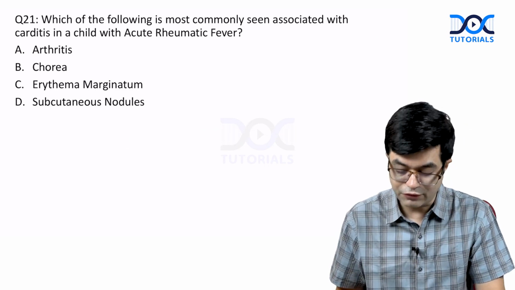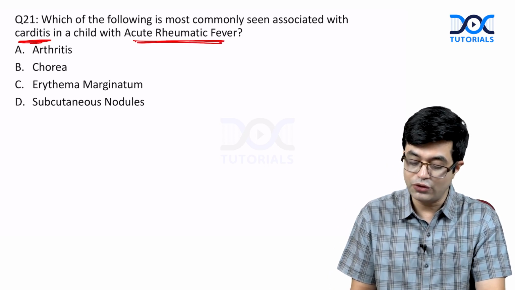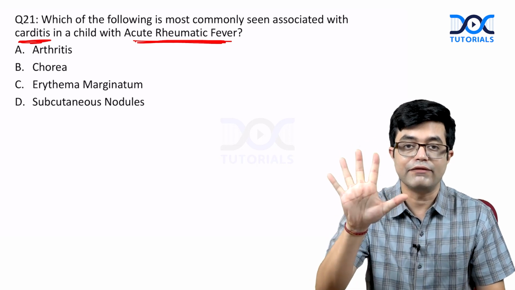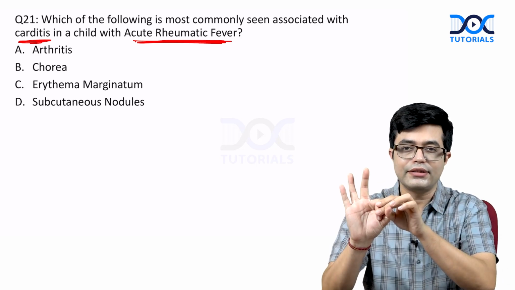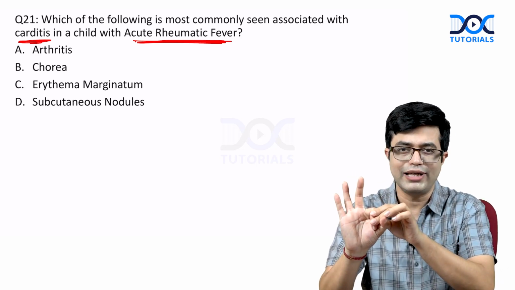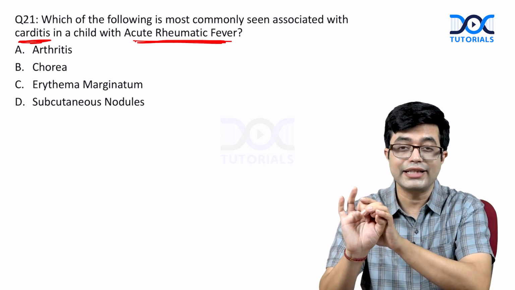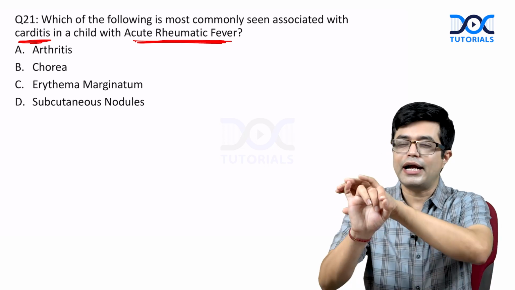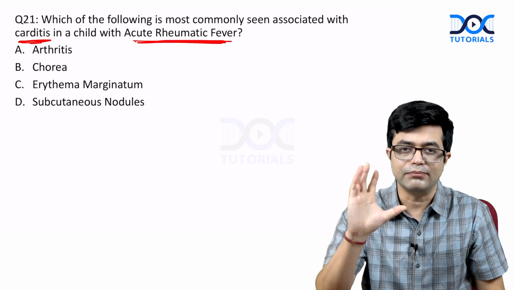Question number 21. Which of the following is most commonly associated with carditis in a child with acute rheumatic fever? Rheumatic fever has 5 major criteria, 5 cardinal manifestations. Carditis, that is heart involvement. Arthritis, that is joint swelling and pain. Subcutaneous nodules, which are painless nodules on the extensor surface. Chorea, which is involuntary movement, usually delayed. And rash, a skin lesion in the form of erythema marginatum.